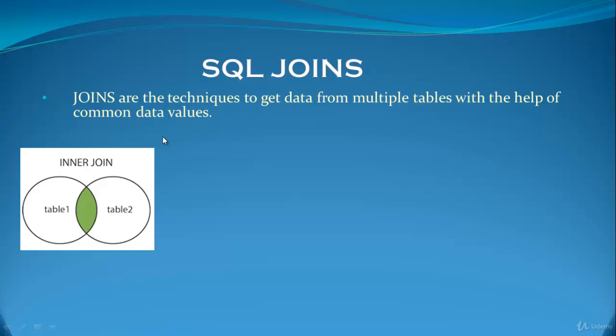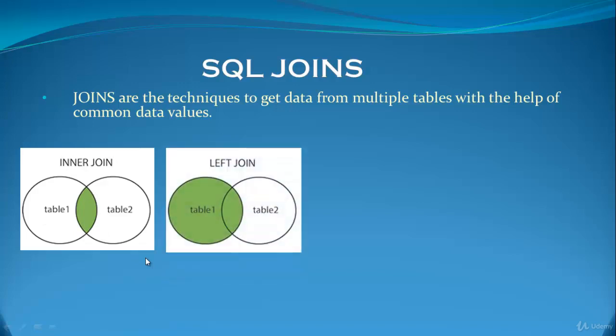Joins are the techniques to get data from multiple tables with the help of common data values. The first one is inner join. Inner join means a type of SQL join which returns the common values between two tables.